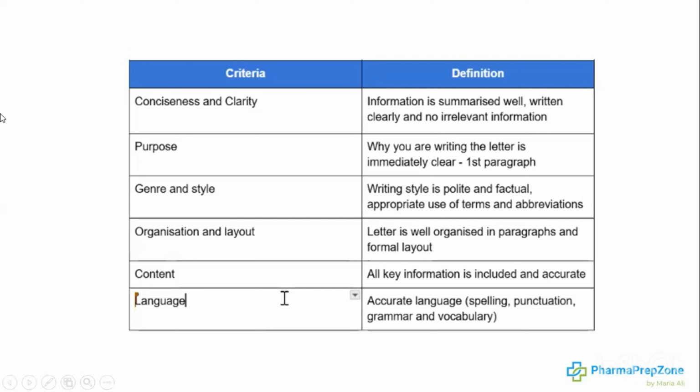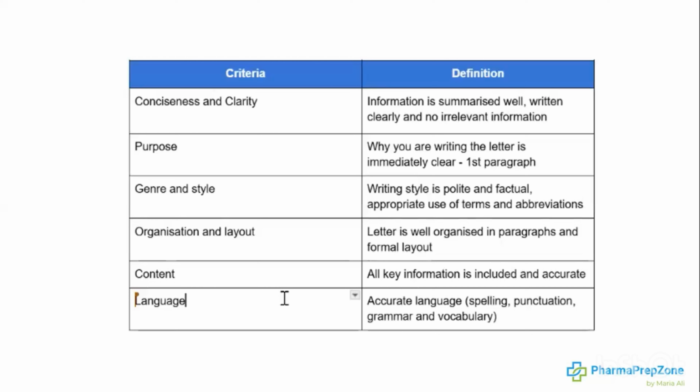The next criteria is genre and style. Writing style should be polite and factual. There should be appropriate use of terms and abbreviations. About terms and abbreviations, we won't be using any unnecessary abbreviations in OET, and also we won't be doing any unnecessary capitalization. There is also a separate lecture on this part, on what we should include in our letter and what we should not. That is the dos and don'ts of OET writing. So basically, writing style should be factual. By factual, they mean clinical and appropriate to the document and the reader.